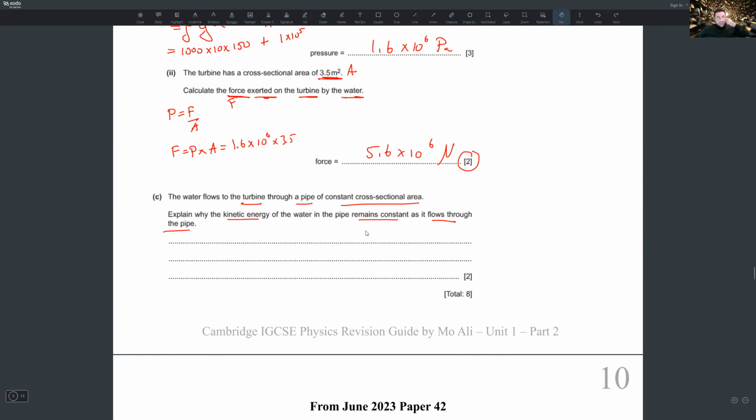So this is more of a logical question, about the volume of the water and how the volume of the water doesn't change. Why does the kinetic energy remain constant? It's very misleading, honestly.